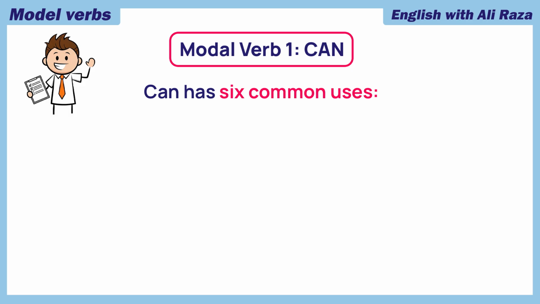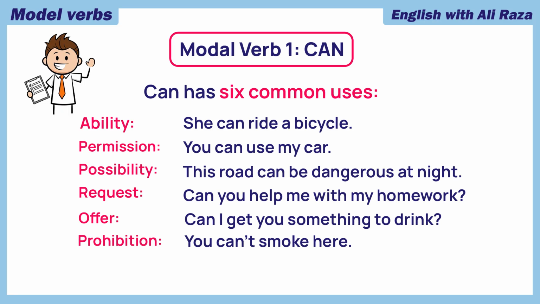Modal verb 1, can. Can has 6 common uses. Ability. She can ride a bicycle. She knows how. Negative. I can't ride a bicycle. Permission. You can use my car. I'm giving you permission. Possibility. This road can be dangerous at night.